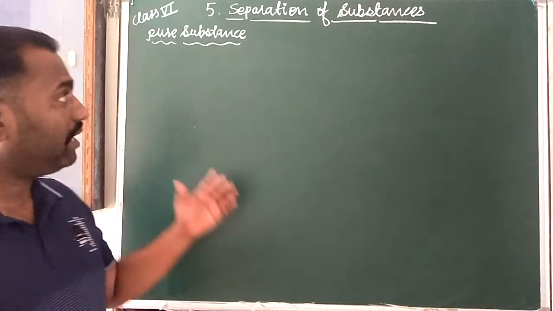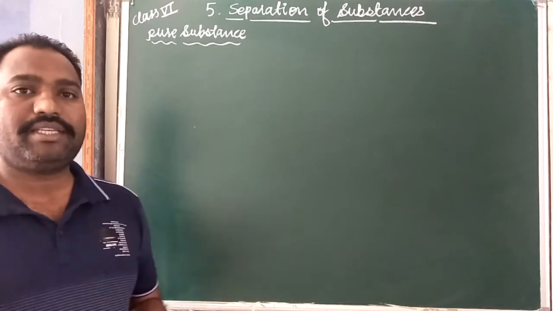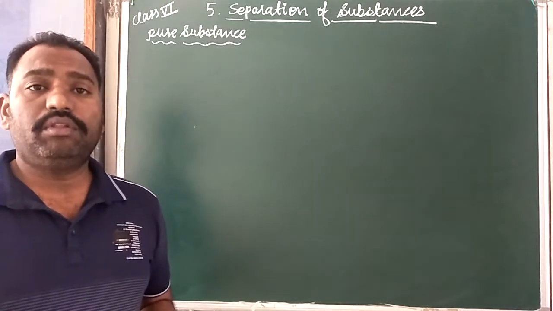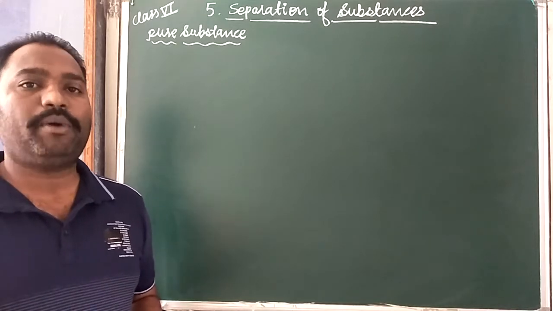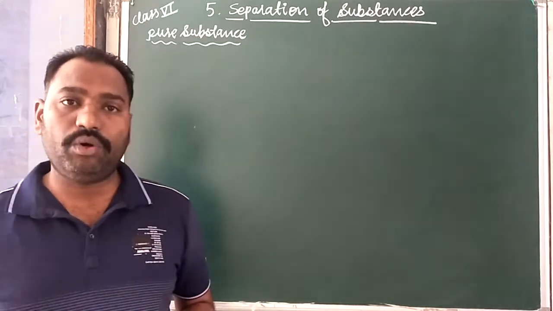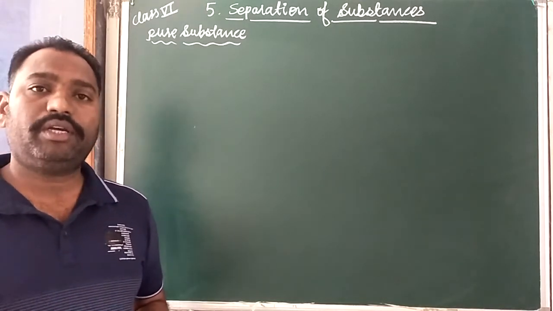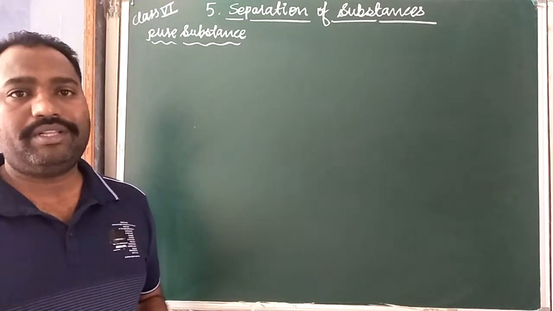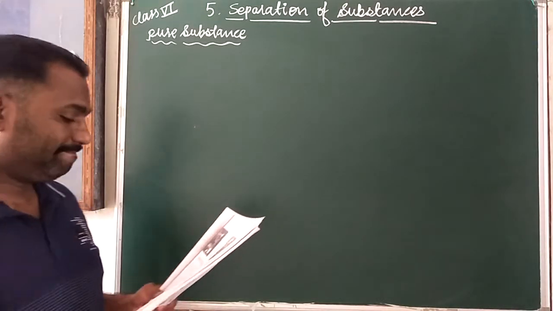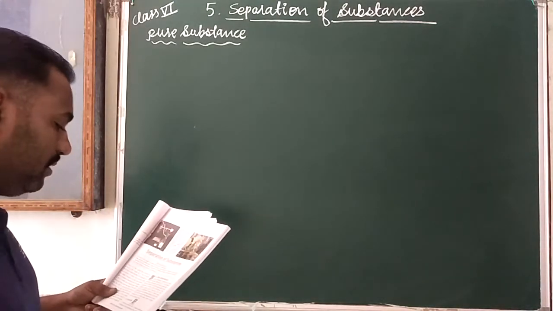First is pure substances. What is the definition of a pure substance? It means those that are made up of only one type of particles. There are no ingredients, no mixture, no more than one substance. That is a pure substance. So what is the definition of a pure substance?